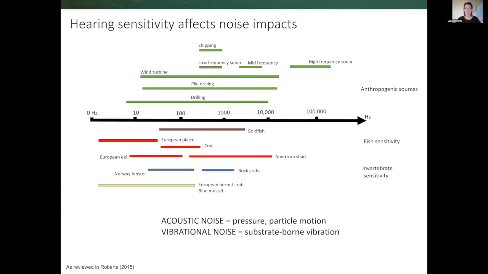And you can see again, I've just plotted a few examples here, and we have a range of hearing abilities, and we have some demonstrated vibrational sensitivity ranges now for hermit crabs and blue mussels. So if you take this diagram as a whole, then you can see quite a lot of overlap here between the green bars, our man-made sources, and fish and invertebrate sensitivities as a whole.